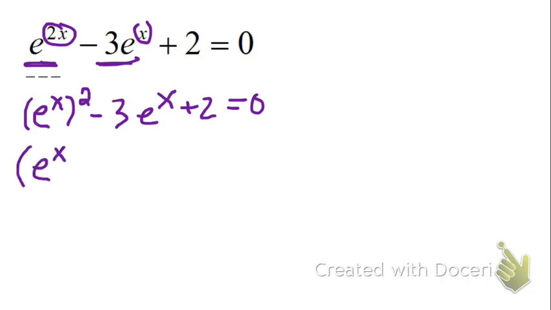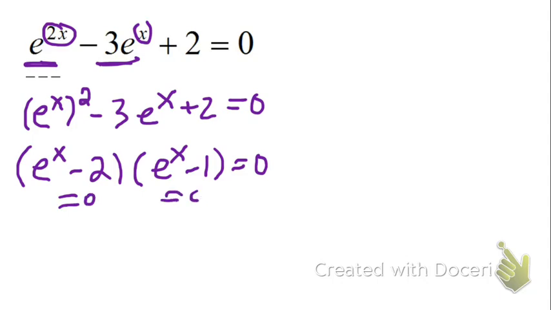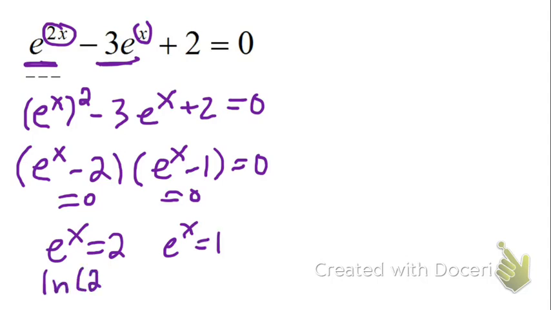So you look for two numbers that multiply to 2 and add to negative 3. So we could rewrite this as e to the x minus 2 and e to the x minus 1 equals 0. Now we set both of these expressions equal to 0, and we get e to the x equals 2 and e to the x equals 1. So putting both of these into logarithmic form, we get x is equal to the ln of 2 and x is equal to the ln of 1.